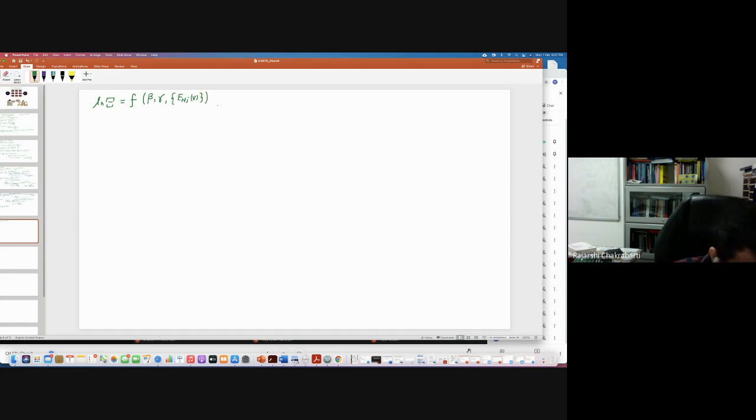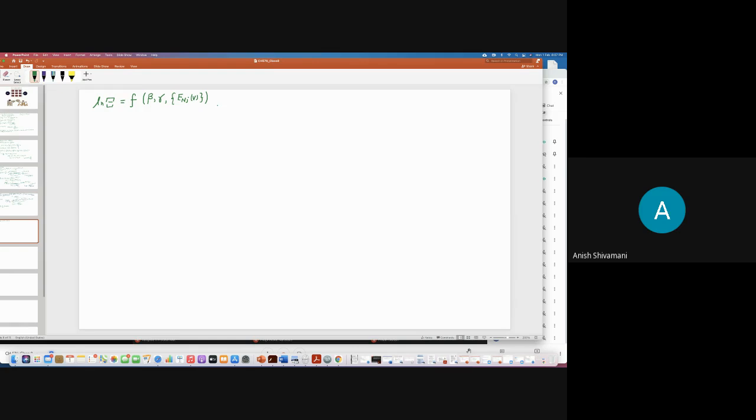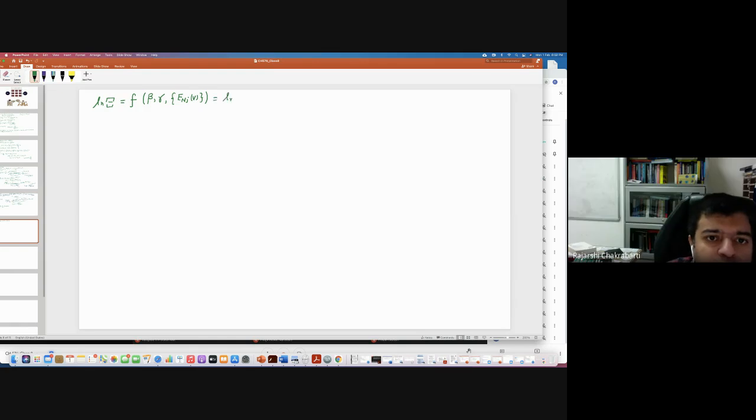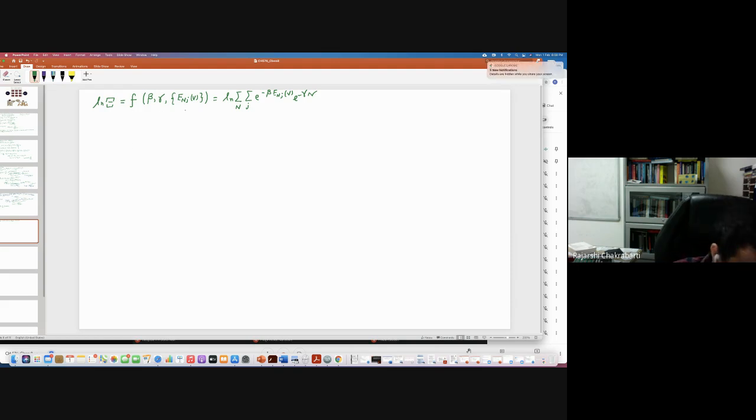This is fine if I write like this. I hope this is fine, no? If I write like this, which is nothing but log of sum over n. Actually, the expressions are so big. Every time you write, there is a possibility that you have a typo. This is fine. This is how it is. Now I know this is a function of beta, gamma, and this set enj.